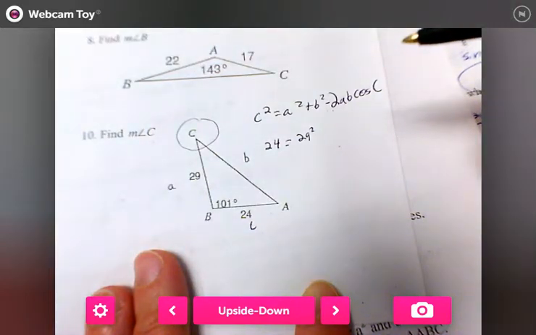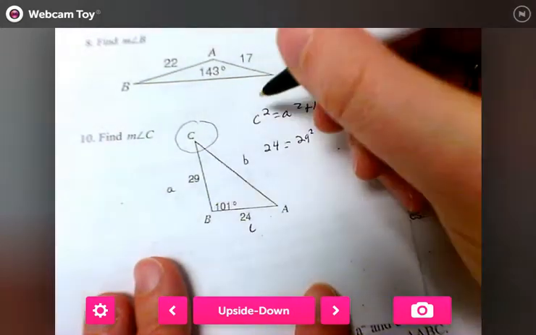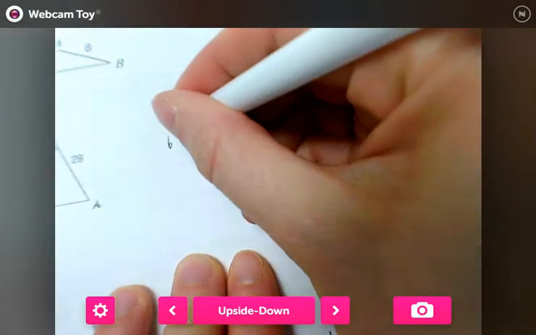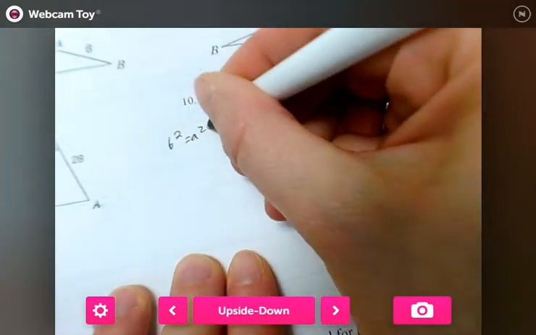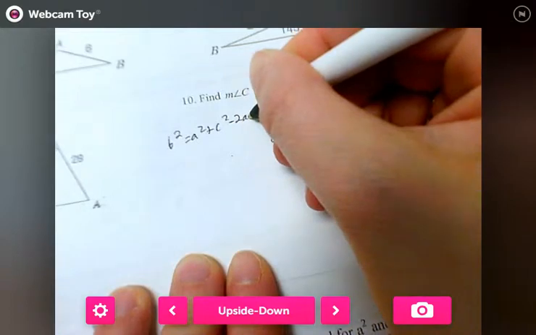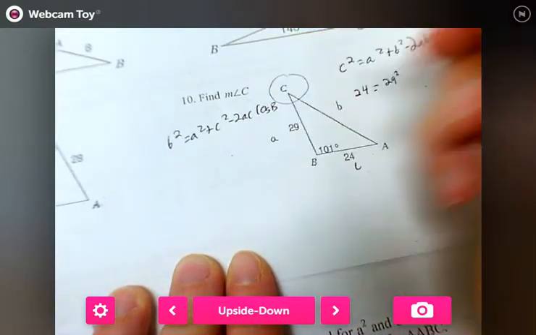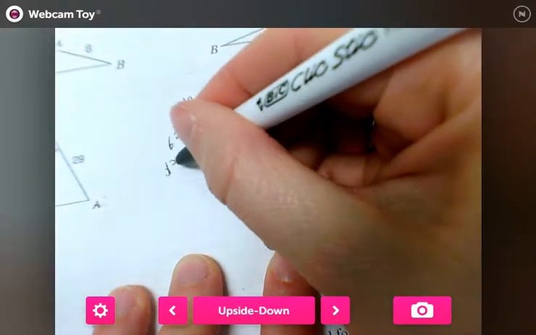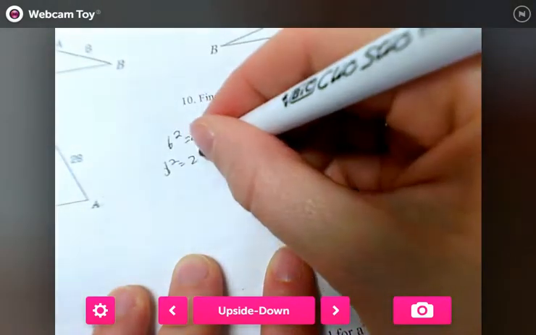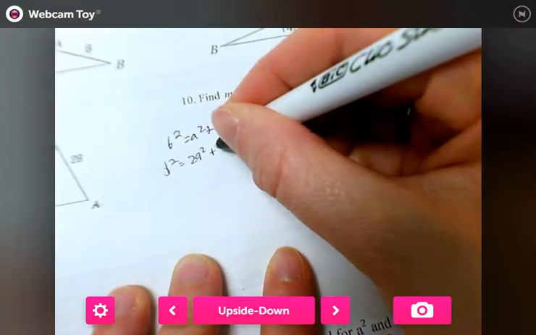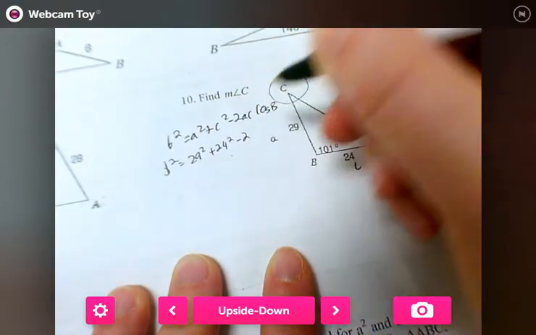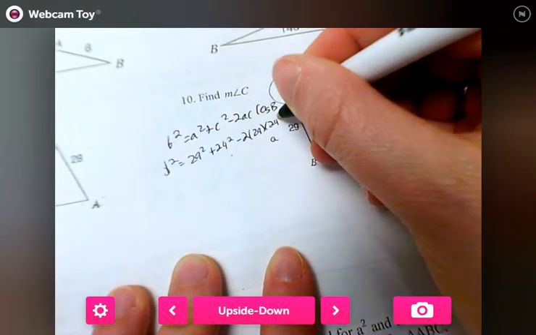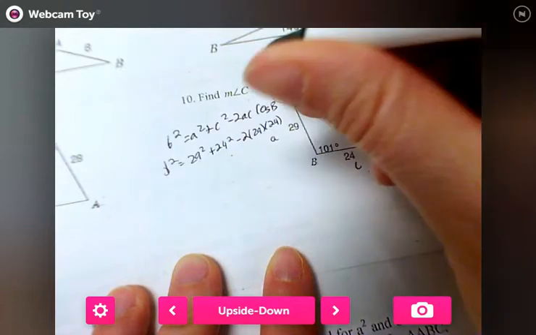So fun. Okay, so we have to back up. We have to go over here. We have to use b squared equals a squared plus c squared minus 2ac cosine b. We have to figure out what b is first. So we don't know what b is. We know a is 29 squared plus 24 squared minus 2 times 29 times 24 gives us cosine 101.